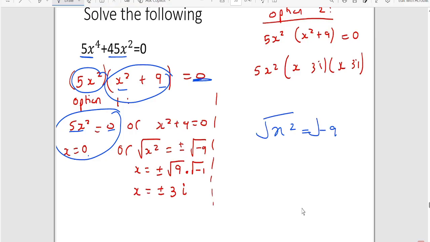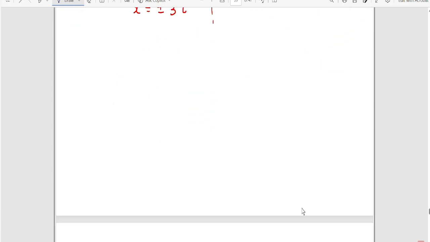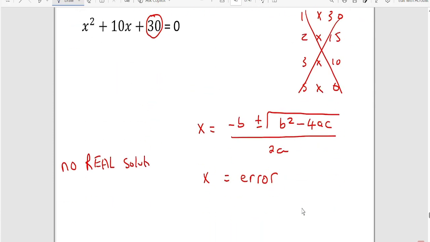Then you take the square root of both sides, you get x is equal to plus minus square root of 9 and square root of negative 1, which is plus minus; square root of 9 is 3 and square root of negative 1 is i. So that's how you get it, right? So if you can take common, that's how you have to do.